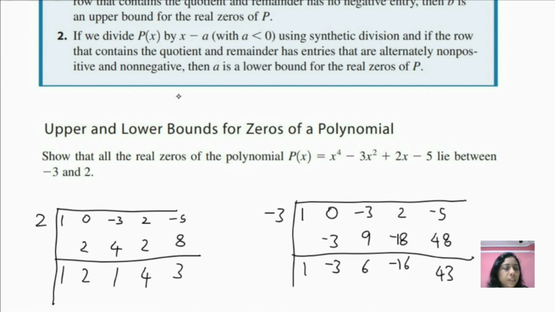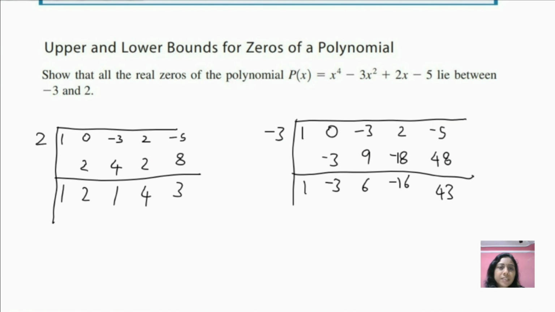Okay. So according to this, if we divide P(x) by x minus a and a is negative, less than 0, using synthetic division, and if the row that contains the quotient and remainder has entries that are alternately non-positive and non-negative, then a is a lower bound for the real zeros of P. So we can say minus 3 is a lower bound.